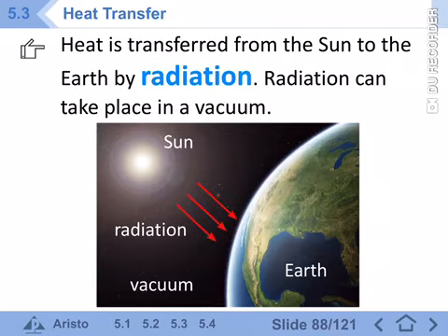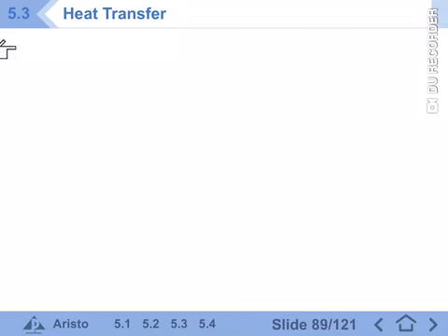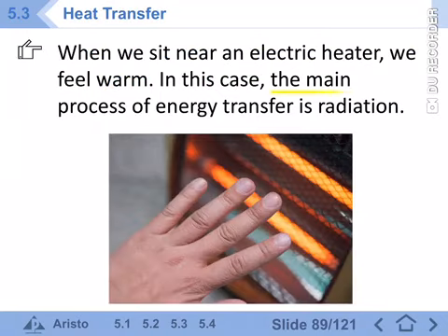It's an interesting idea. Nothing is there and it still works. How does it work? Not sure. But there are some properties we can understand. For example, if you are standing next to an electric heater, you can feel warm. The main process of heat transfer is radiation. We are not talking about convection currents as in our last part of the video.